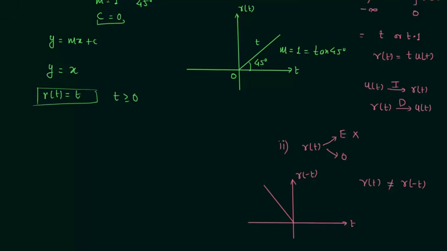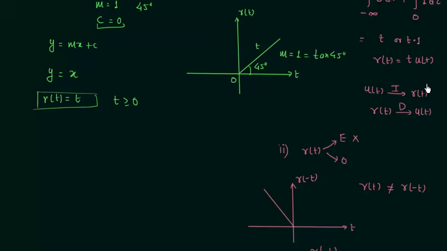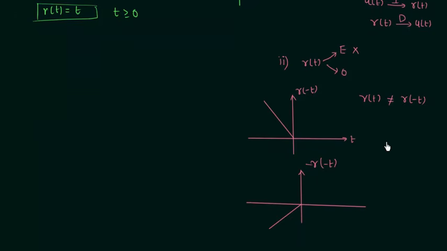Let's find out whether r(t) is an odd signal or not. To find out, I will plot the waveform of -r(-t), and to obtain the plot I will fold the plot of r(-t) about the time axis. So this is the plot of -r(-t), and when you compare this plot with the plot of r(t), you will find they are not the same. So r(t) is not equal to -r(-t), and this is the condition of odd signals. So the unit ramp signal is not an odd signal. Let's move to property number 3.